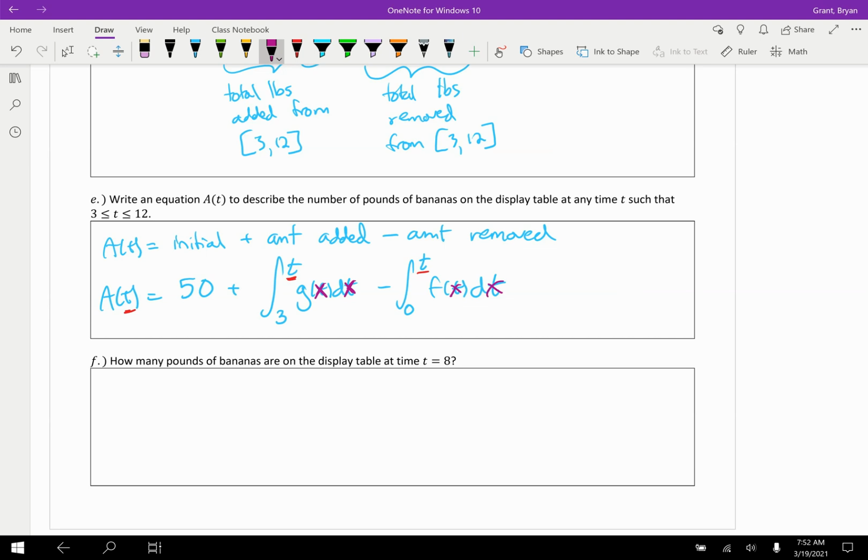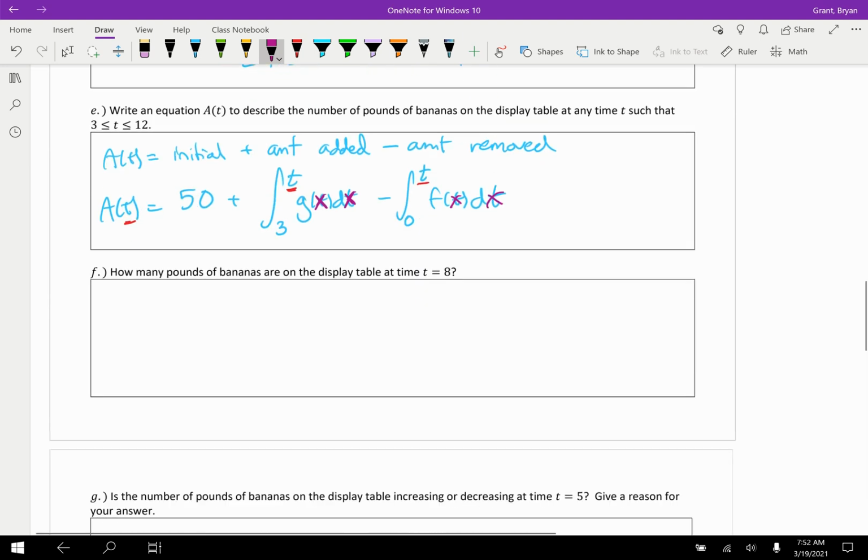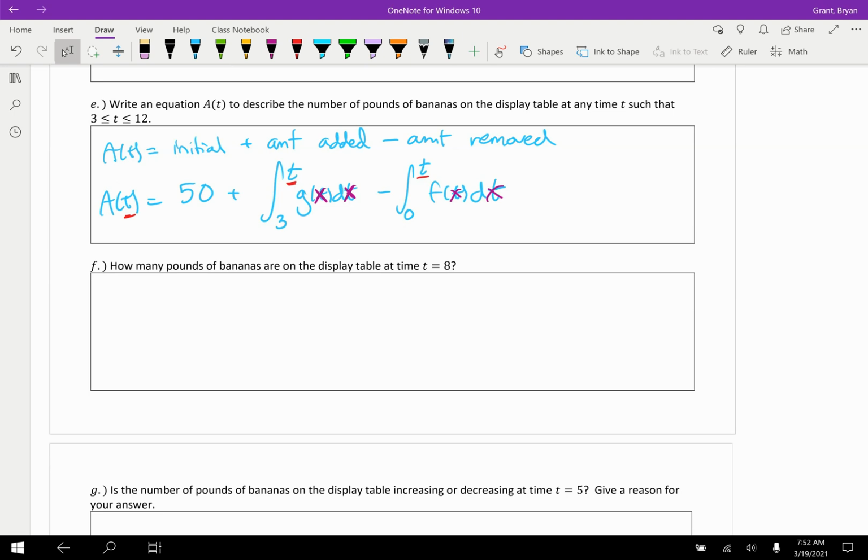G of x is just an equation. It's not changing. It's that same equation. How many pounds of bananas are on the display table at a time of 8? Well, that's easy. That's just a of 8. A of 8 is going to be 50 plus the integral from 3 to 8, g of x dx, minus the integral from 0 to 8, f of x dx.